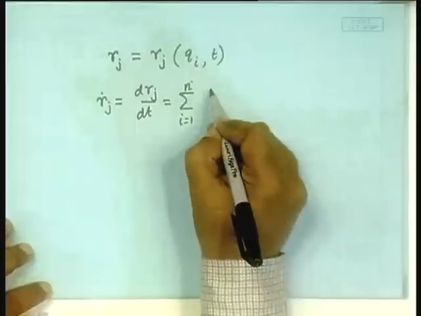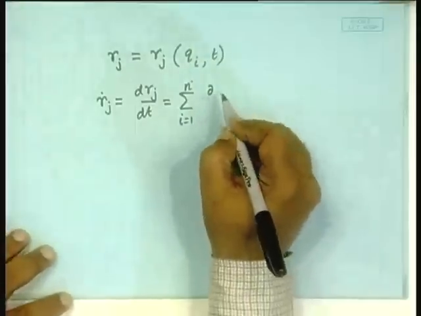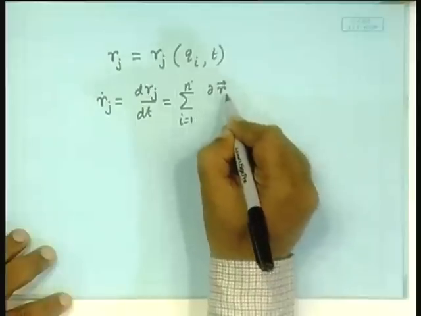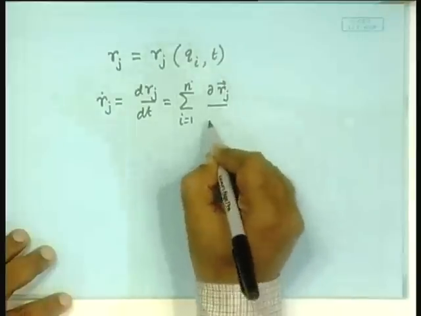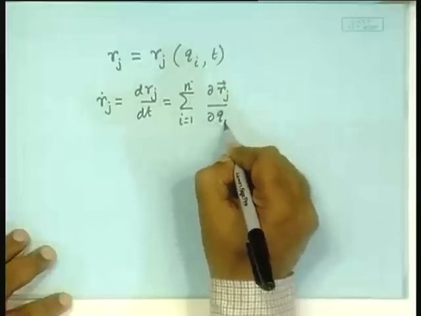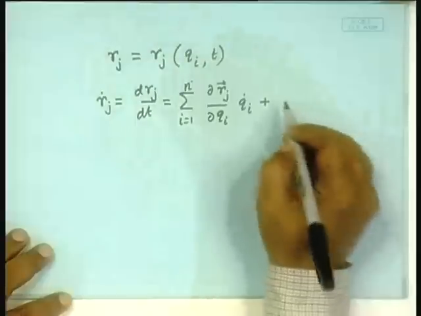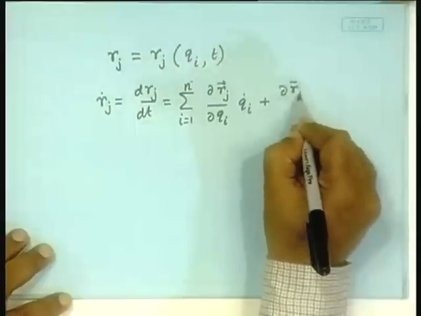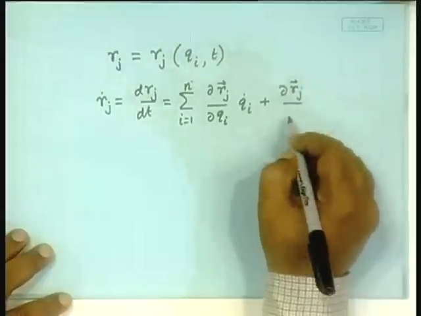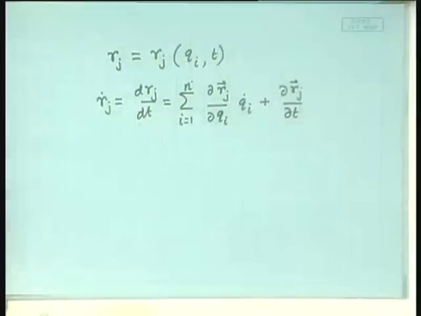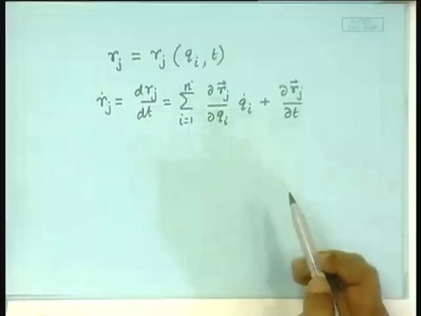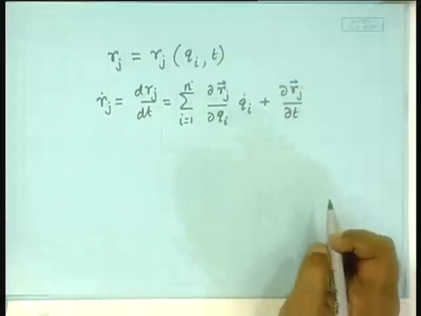And then it will be the partial derivative of r_j with respect to q_i times q dot i, plus the partial derivative of r_j with respect to t, okay, chain rule. Fine, okay. We will stop here and then we will continue with this in the next class.